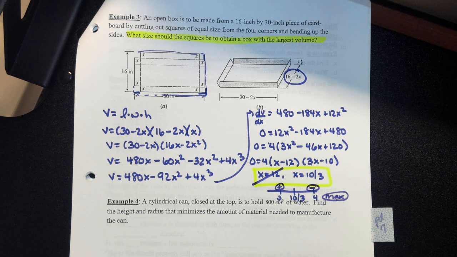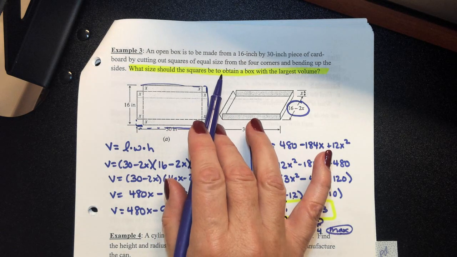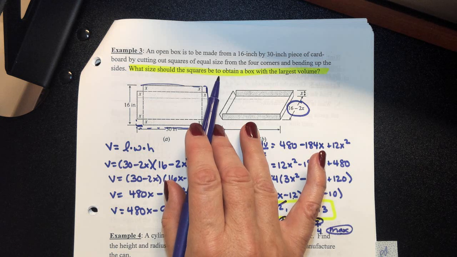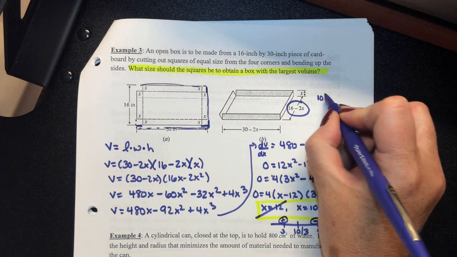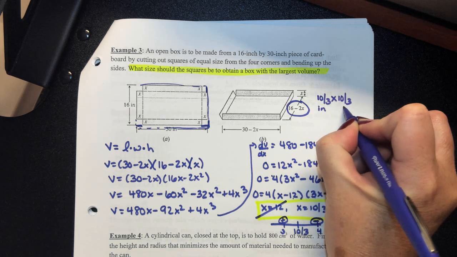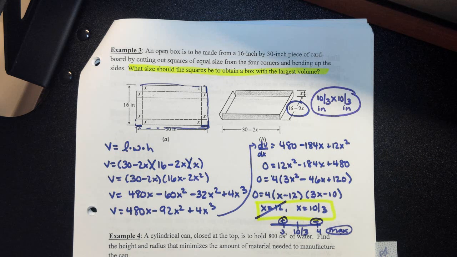Does that answer the question? What is the question asking you for? What size should the squares be? So the size of the square is going to have a length and a width. So these squares are going to have to be 10/3 by 10/3 inches. So that is your final answer to that particular question.